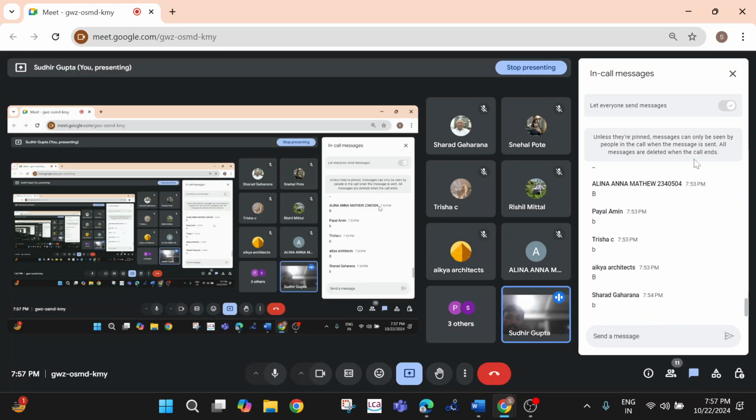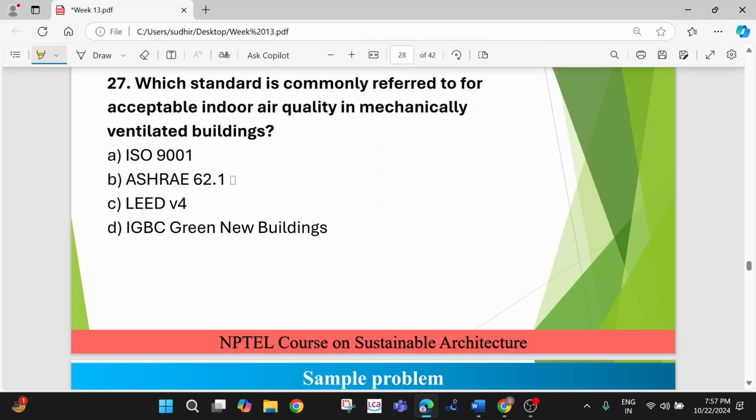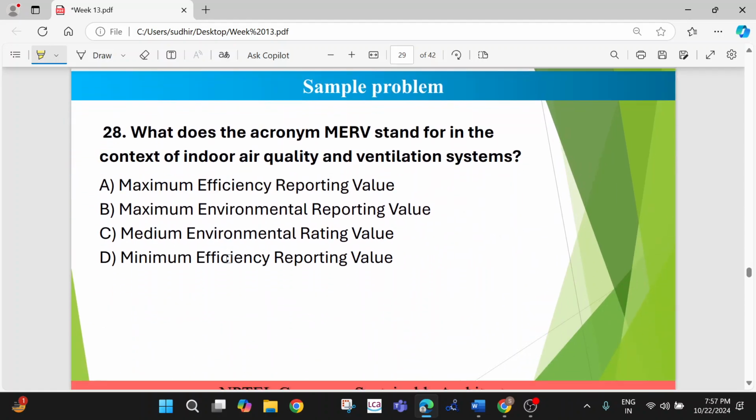Everybody is fine with answer B? Yes, sure. Yeah, fine. So B will be the right answer as per ASHRAE 62.1. Whenever we are talking about mechanically ventilated buildings or indoor air quality, then we refer to these ASHRAE 62.1 standards. So let's move to the 28th question then.